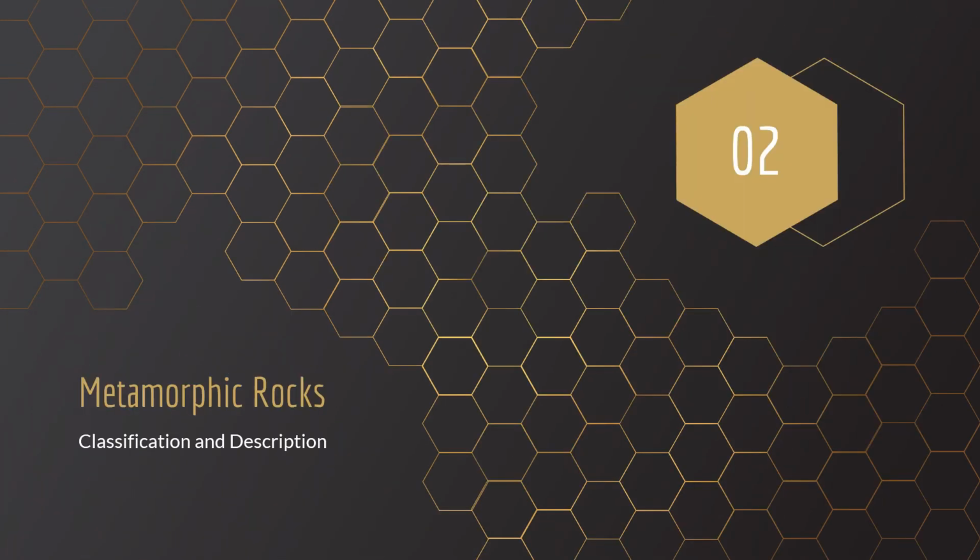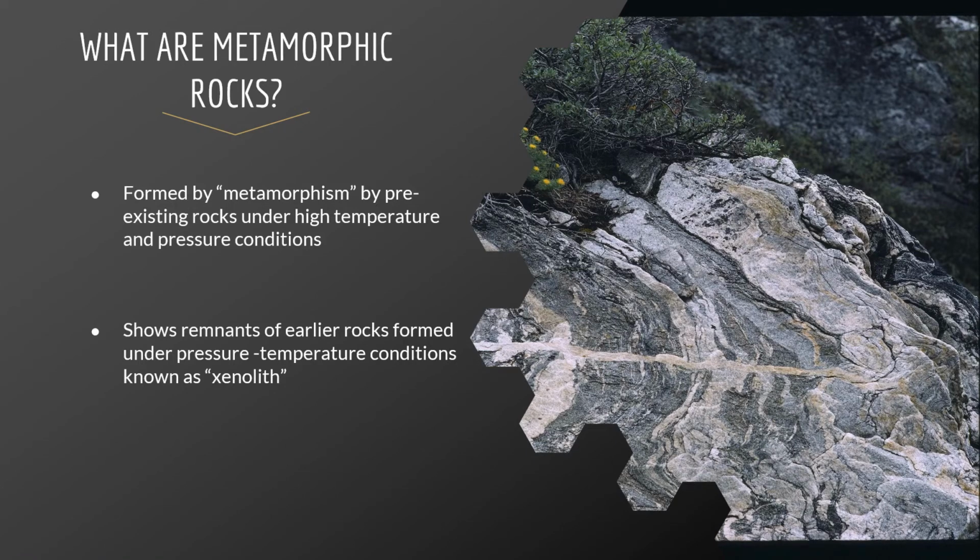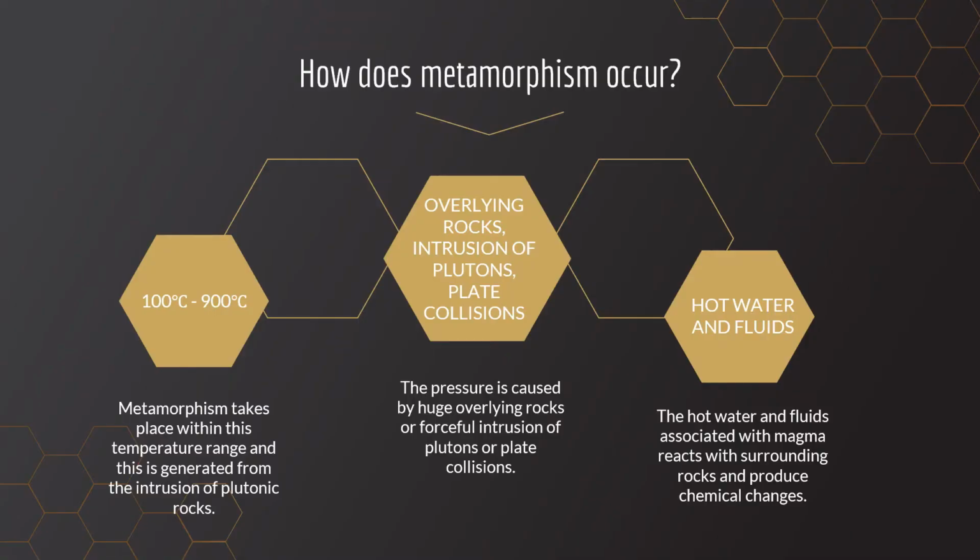So now we are going to talk about metamorphic rocks and its classification and description. What are metamorphic rocks? Metamorphic rocks are formed by metamorphism of pre-existing rocks under high temperature and pressure conditions. They show remnants of earlier rocks formed under pressure temperature conditions known as xenolith.